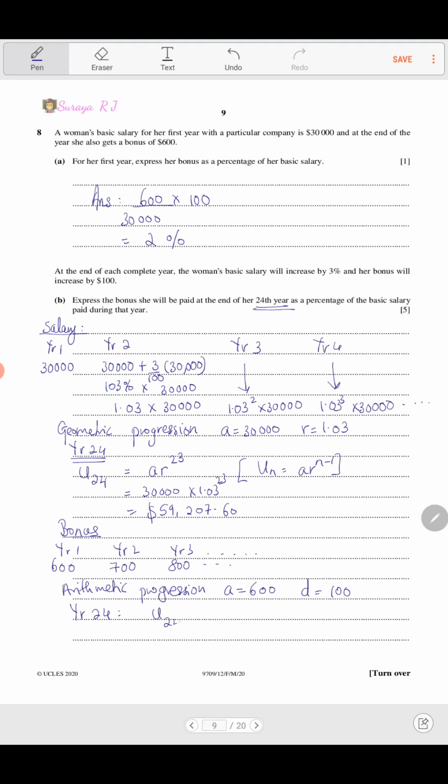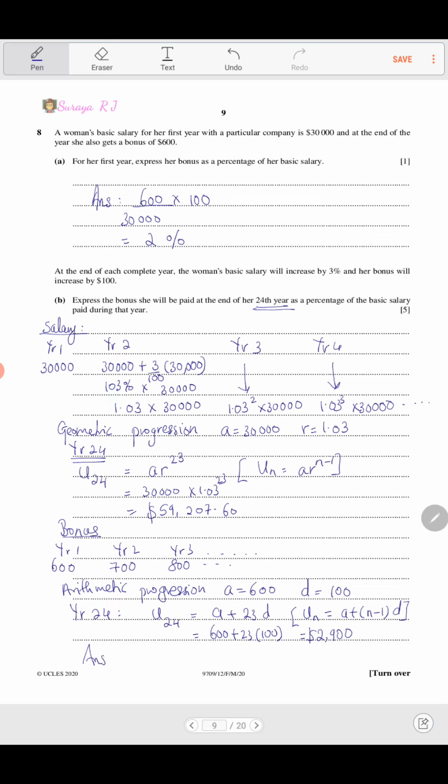So the bonus at the end of her 24th year will be year 24, again U24. This time we use a plus 23d. The formula for the nth term of an AP is Un is equal to a plus n minus 1 times the common difference d. So it is 600 plus 23 times 100, which is $2,900. This is her bonus at the end of the 24th year.